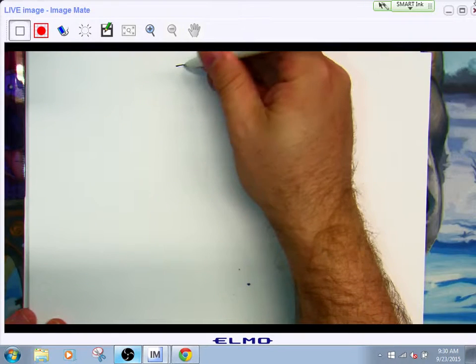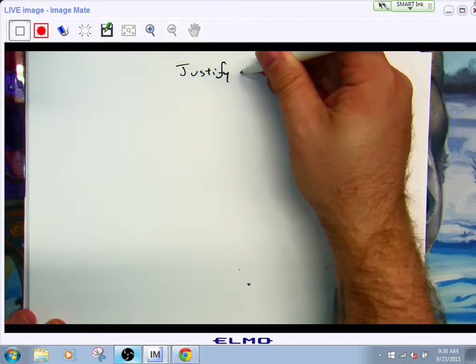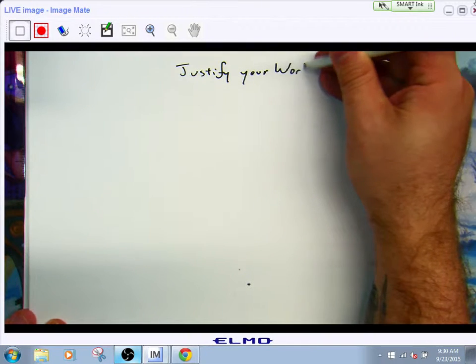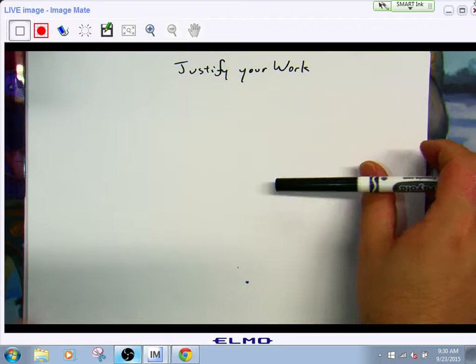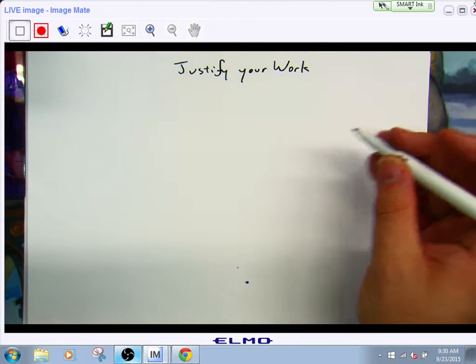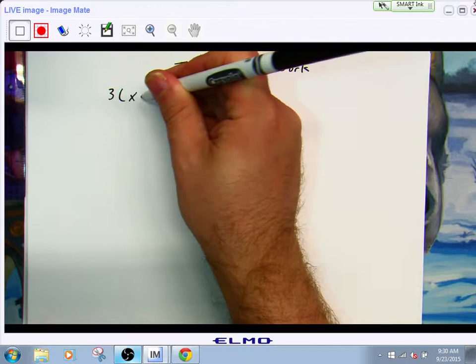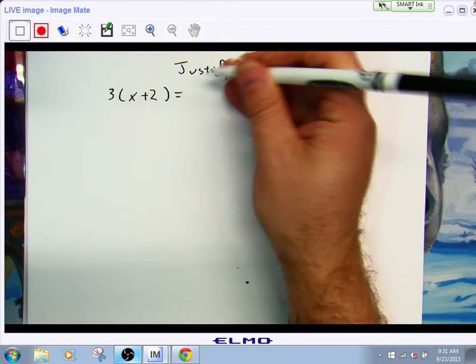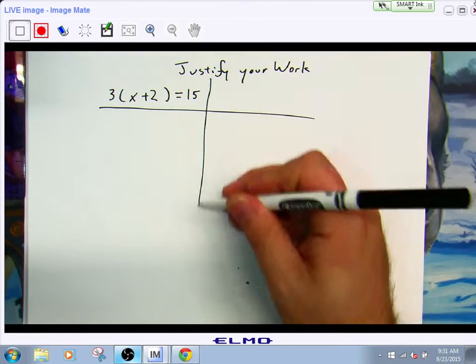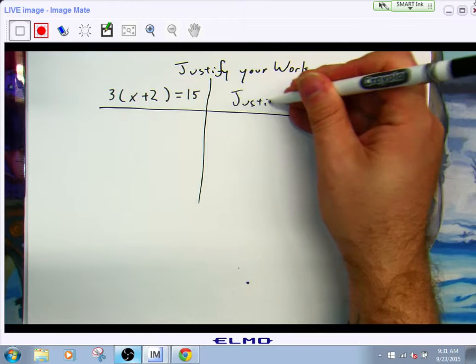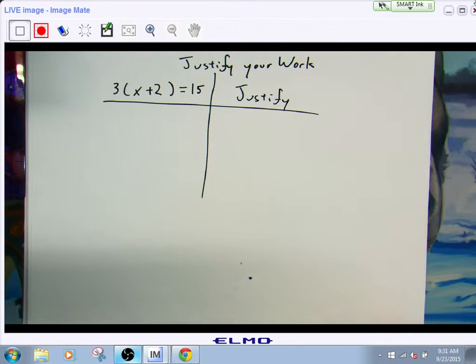What this is going to ask us to do is I want you guys to be able to justify your work. And justification means that you're giving a reason for doing what you're doing. You guys are doing things for a reason. So let's imagine I had something like this. I had 3 times x plus 2 equals 15, and I'm asking you to solve this, but then also justify. And I'm actually going to be asking you guys to do this in tonight's homework. And so what I want to do is I want us to be able to talk about the different kinds of justifications that are appropriate.